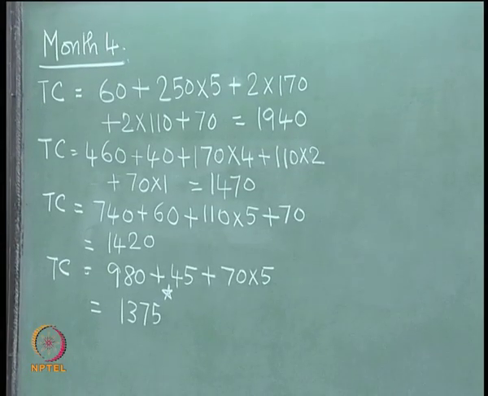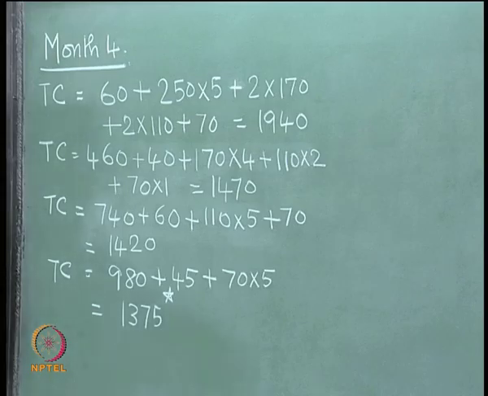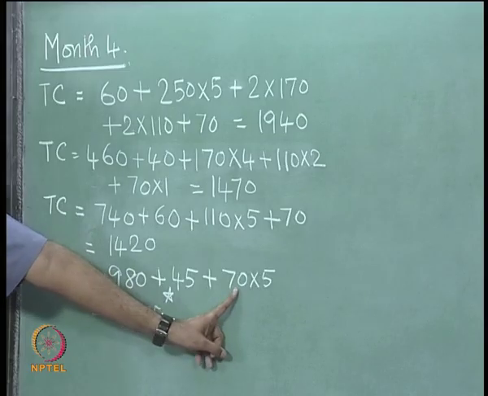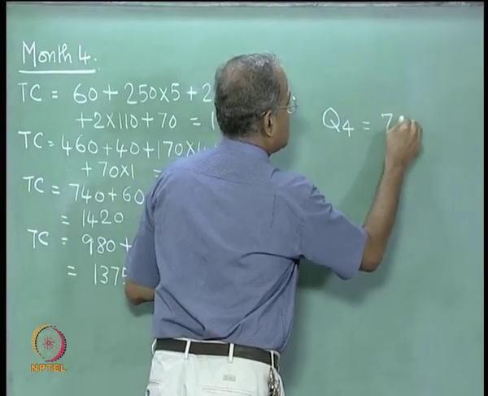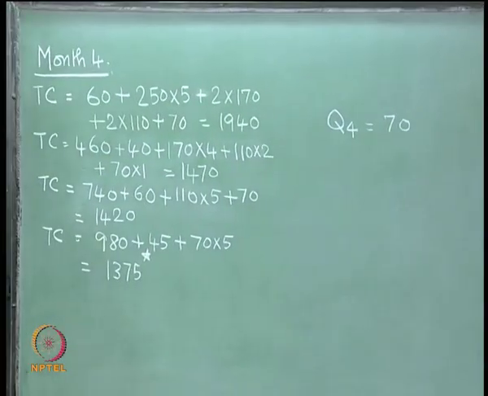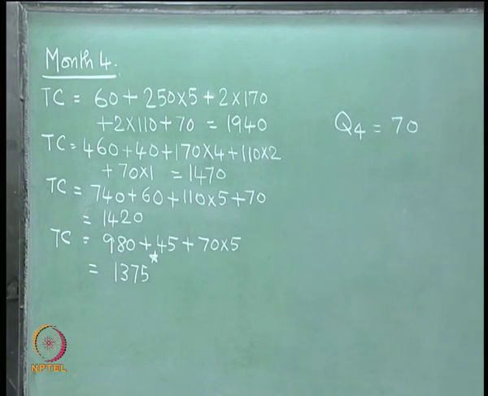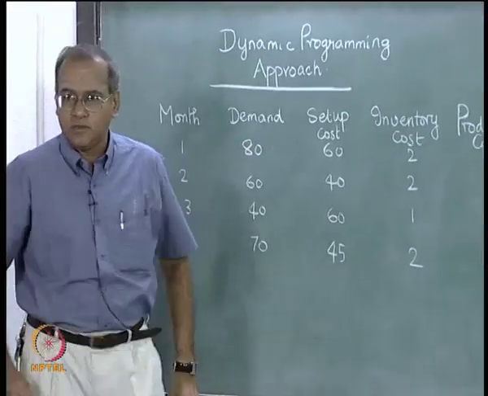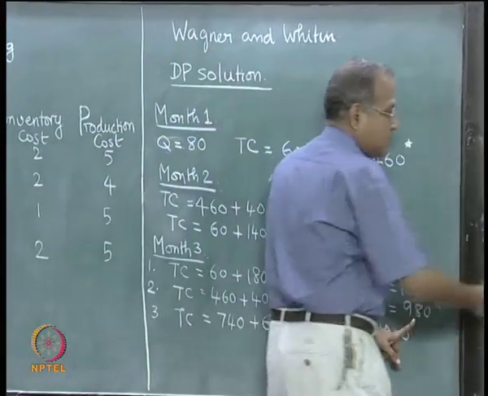1375. So, what are the production quantities? The minimum cost is 1375. What are the production quantities? Now, the production quantity here in the fourth one is 70. So, we will now say Q4 is equal to 70. So, when Q4 is 70, it means we are producing 70 here, which means we have used up to the third period, we have used the optimal solution.